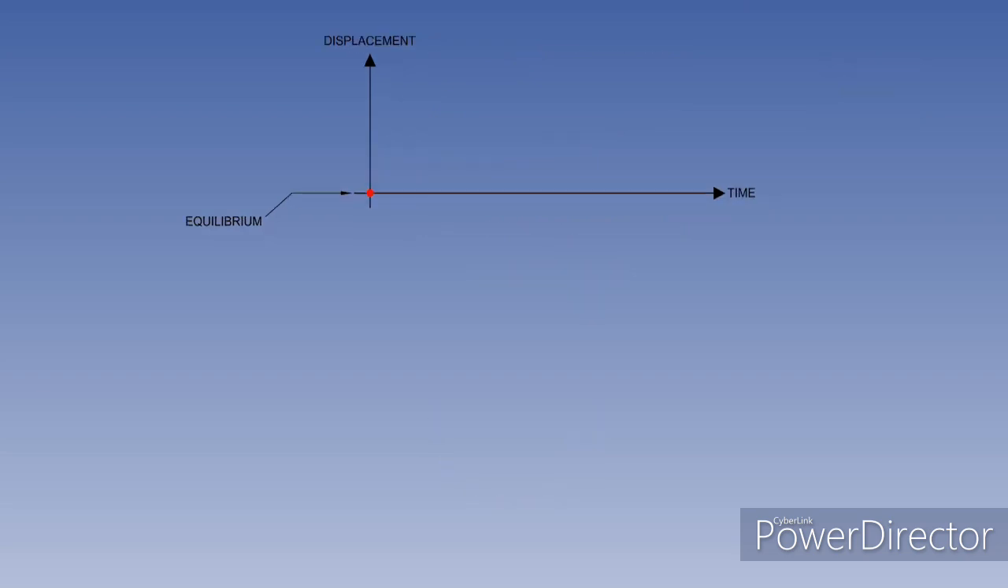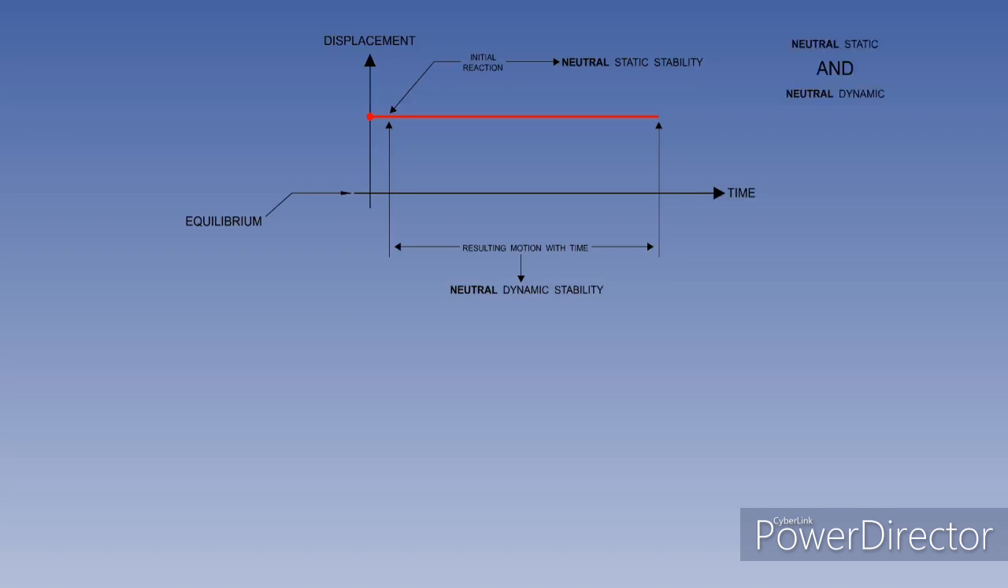Let's have a look at neutral dynamic stability. The red dot is displaced from equilibrium, and when the disturbing force is removed, the initial reaction is to stay displaced from equilibrium. This illustrates neutral static stability. And over a period of time, the dot continues to stay equally displaced from equilibrium. This illustrates neutral dynamic stability. We have neutral static and neutral dynamic stability.